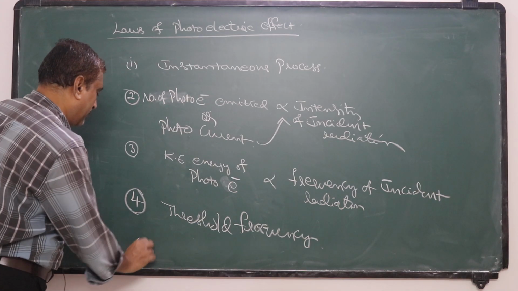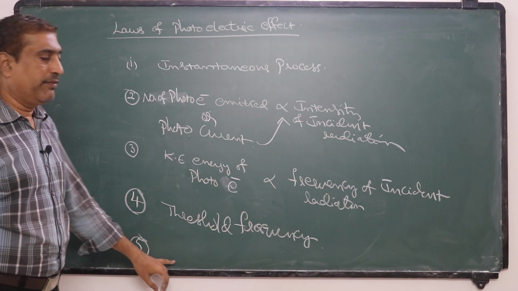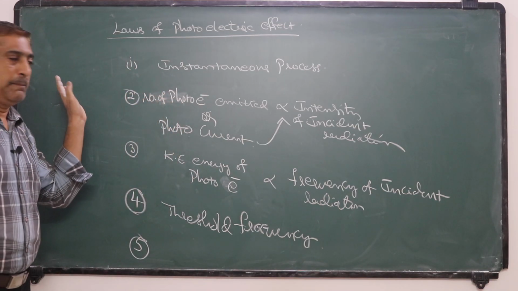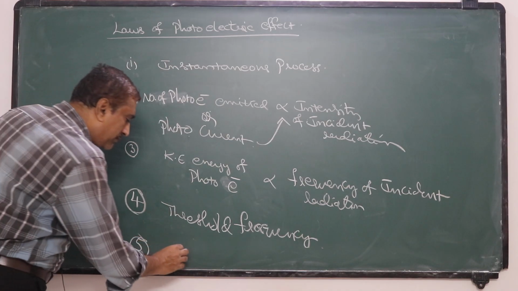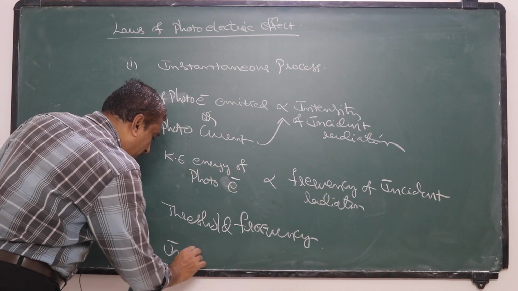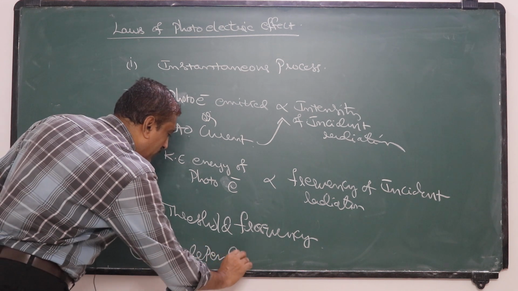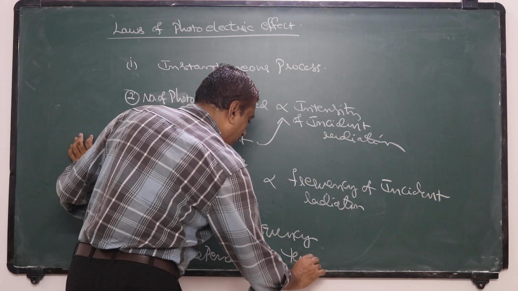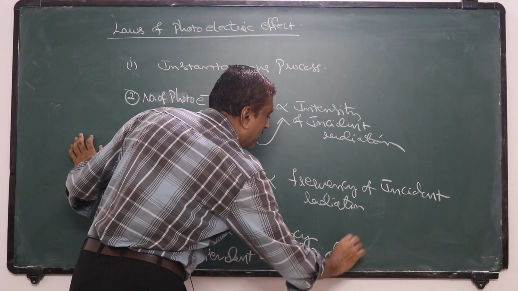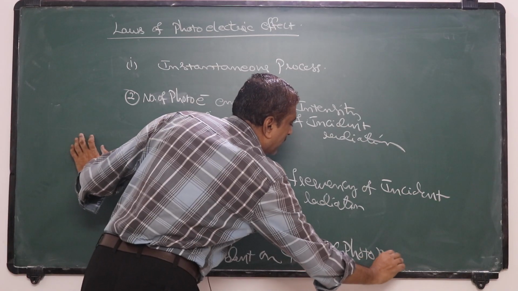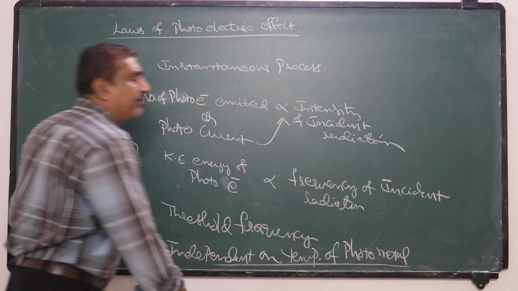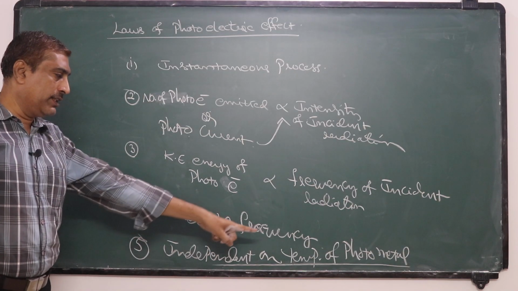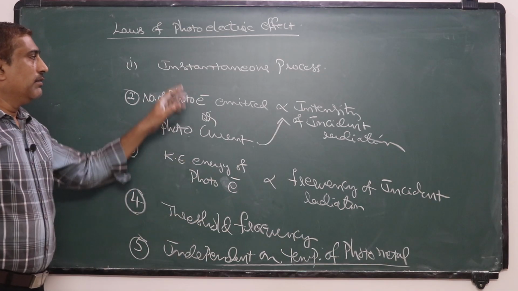And the fifth one is the emission of electrons is independent of the temperature of the photometal. Is that clear? It is independent of the temperature of the photometal. So what are the laws?